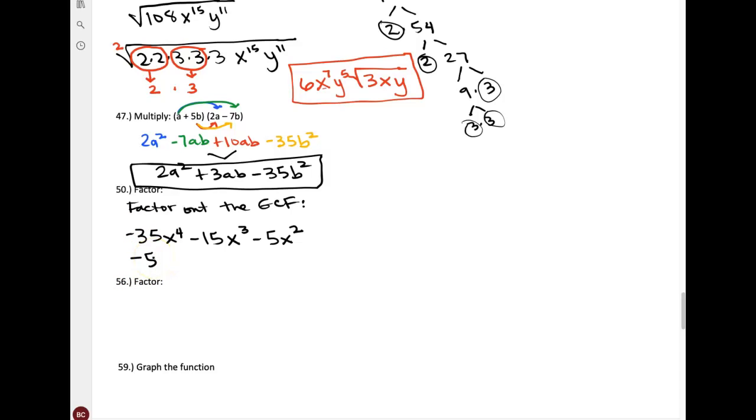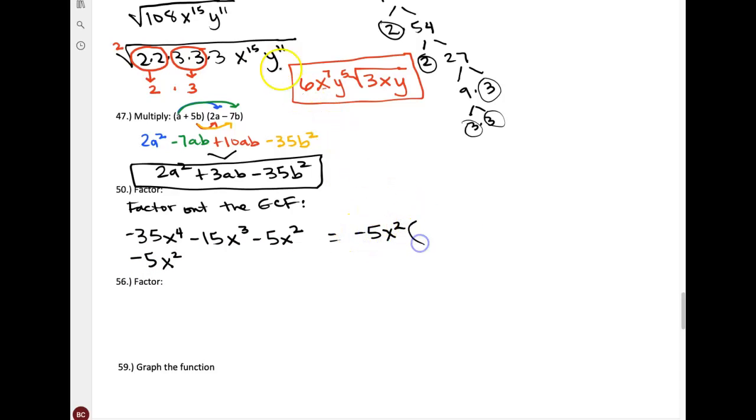Okay, but what about my x's? Well, here I have 4, here I have 3, and here I have 2. So this guy only has 2 to give. So it can't give 3 or 4. So we're looking for the variables with the smallest exponent. So x to the 2nd. So negative 5x to the 2nd. Actually, let me write this over here.